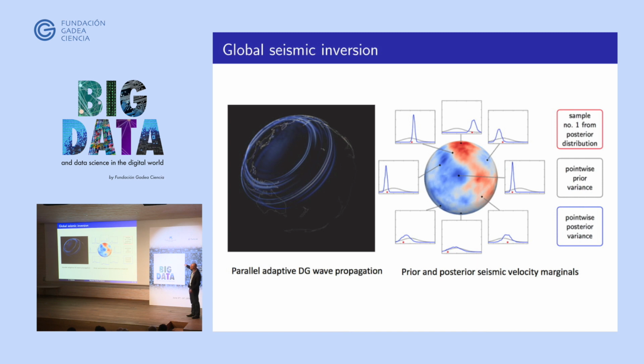This is a synthetic problem where we put seismometers in the northern hemisphere to see the effect of limited observations. And you can see in the northern hemisphere we learn considerably. The variance is reduced in these point-wise marginals. In the southern hemisphere we learn nothing. This is North America and South America. This is a few kilometers depth.